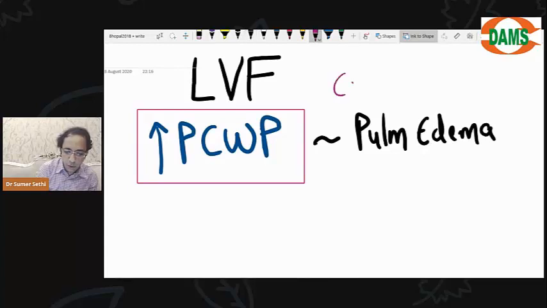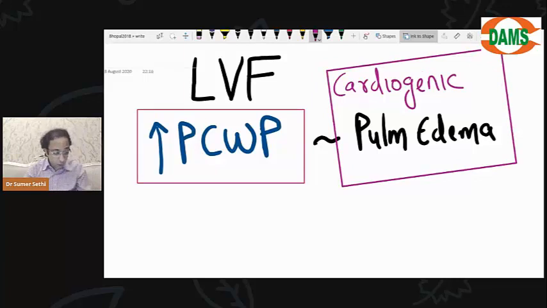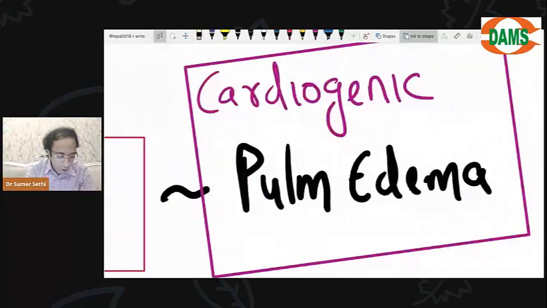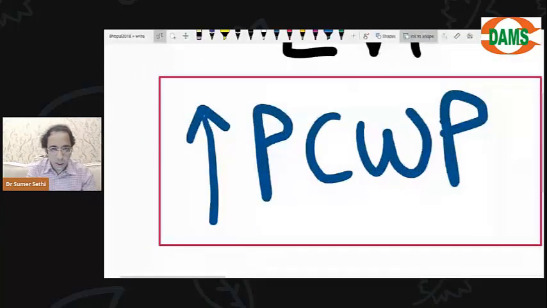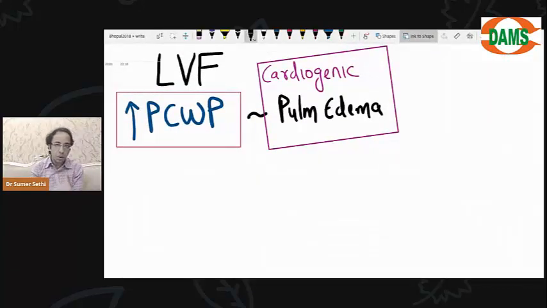To be precise, we will call it cardiogenic pulmonary edema. So I am sure you are now clear that in chest X-ray, in heart failure, we will see cardiogenic pulmonary edema due to increase in pulmonary capillary wedge pressure. If you understand the concept, the X-ray finding will become easy. Otherwise, you will have to mug it up. So we'll go through the concept.